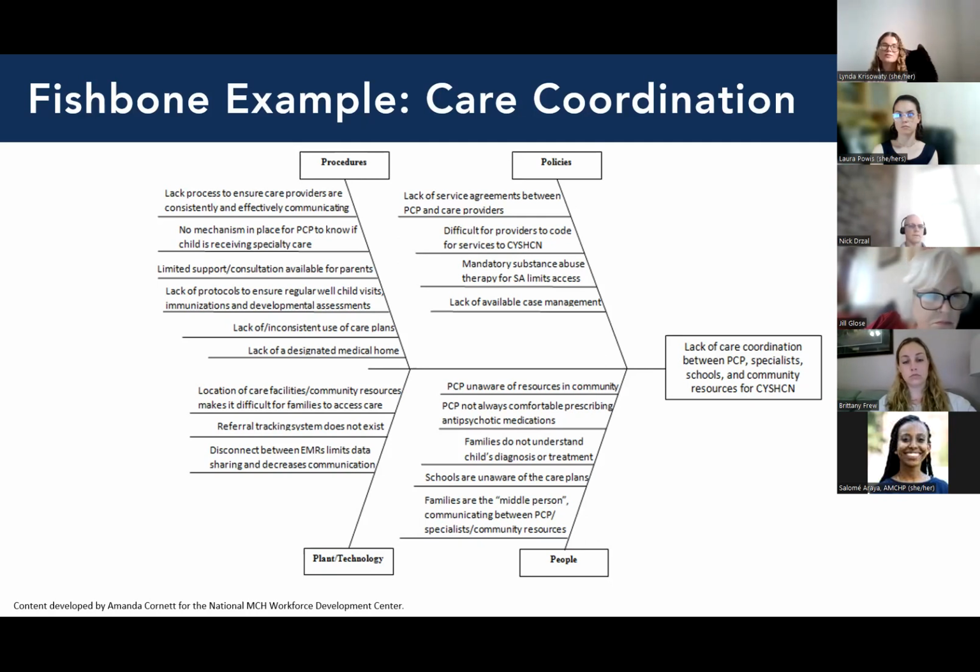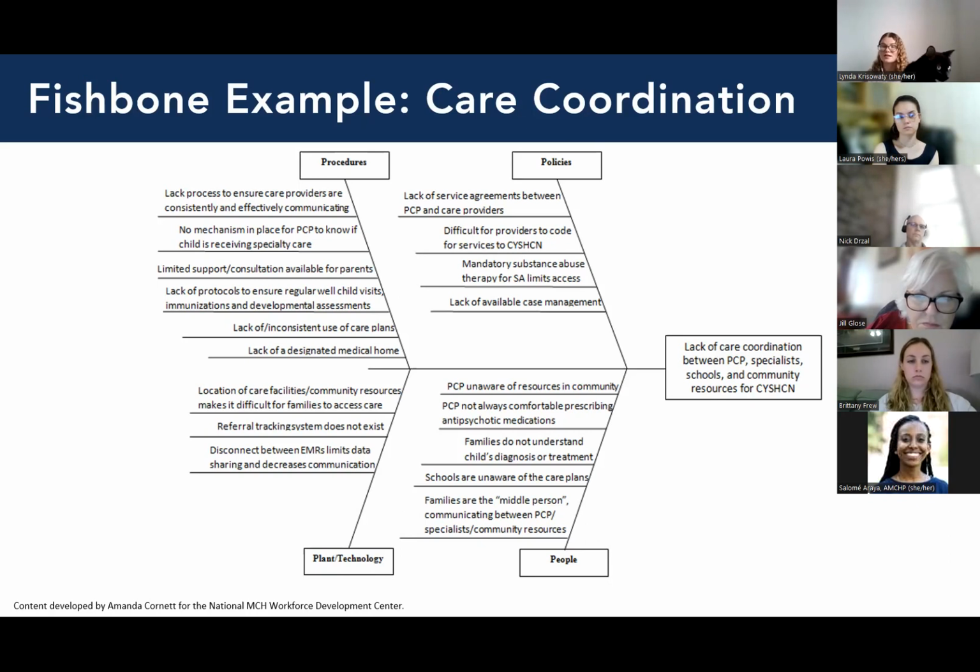Within this example, they decided to look within the people category, and specifically at the fact that schools are unaware of the care plans. They felt this might be the best place for them to start, and they started to dig into this and think a little more concretely about why this exists. Why are schools unaware of the care plans?